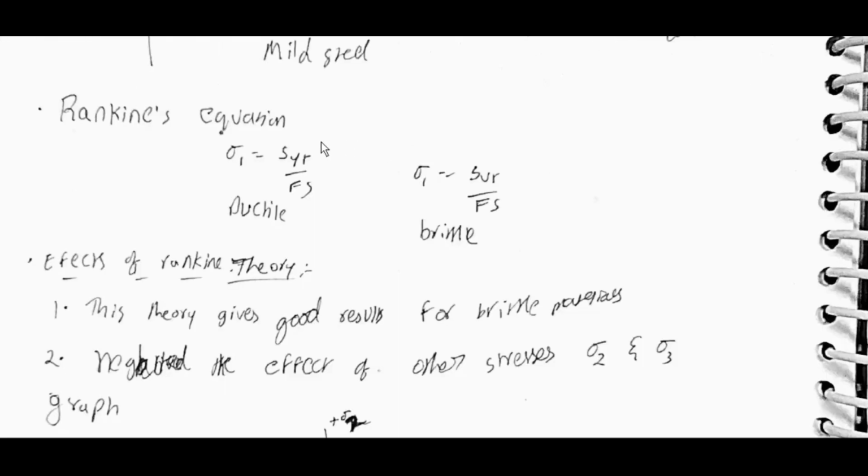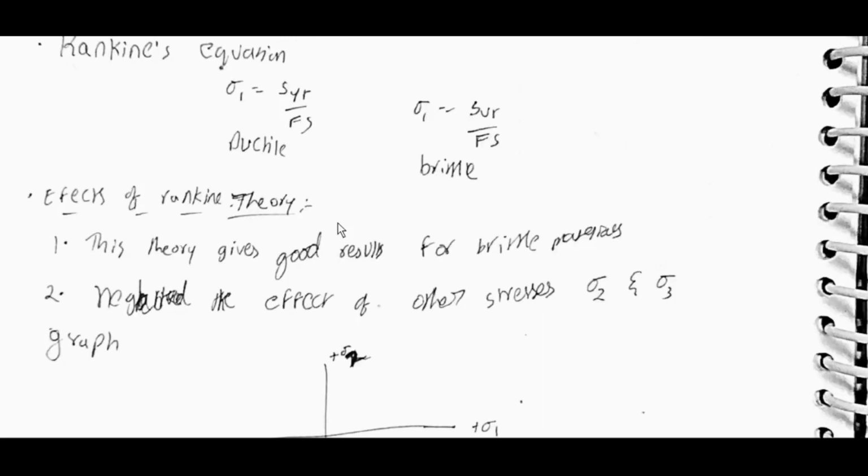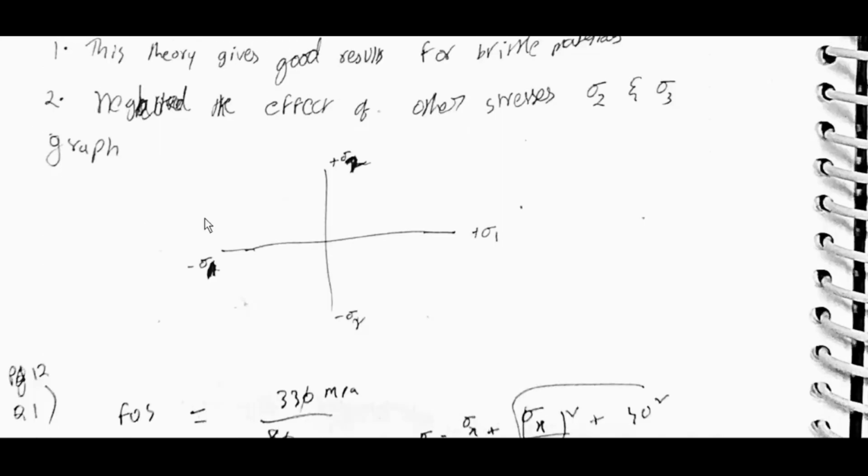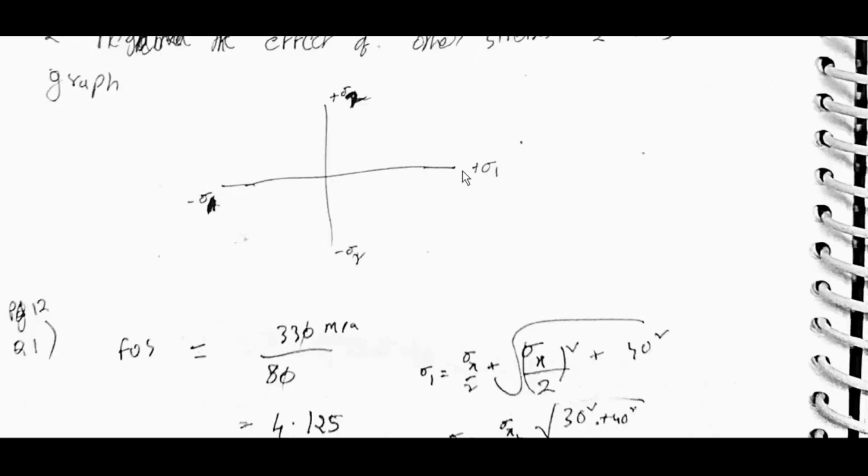Rankine equation: sigma 1 is equal to SYT by FS for ductile, sigma 1 is equal to SUT by FS for brittle. Effects of Rankine theory: this theory gives good results for brittle materials, but it neglects the effect of the other stresses, sigma 2 and sigma 3. In the graph, minus sigma 1 to plus sigma 1.